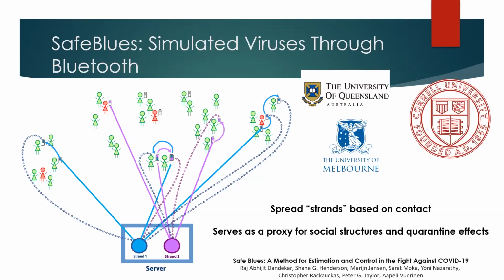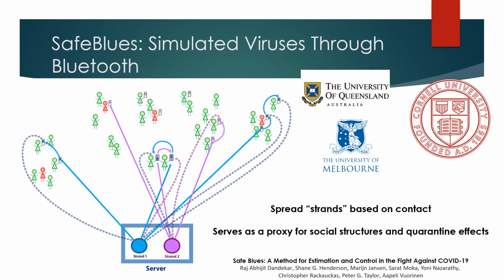These parameters for how the strains work, the infectivity and all these, can be different by strain. So what we can do is run this virus simulation, which is a contact-based virus simulation, with thousands of different strains or strands going on at the same time, and this can serve as a proxy to understand social structures and quarantine effects, right?